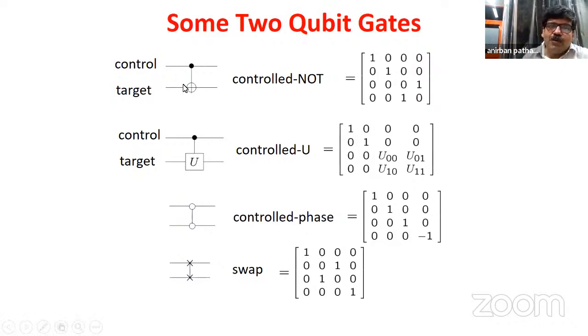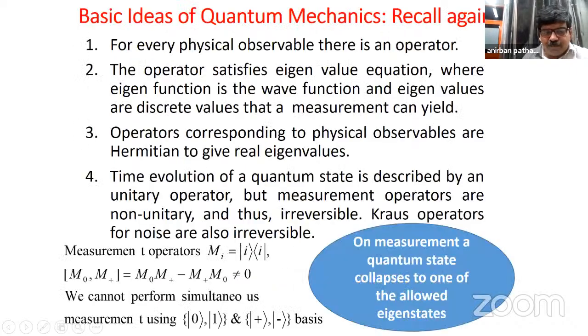So the target, if it was 0, becomes 1. So 1,0 goes to 1,1, and 1,1 goes to 1,0. And this is the corresponding matrix. These gates are inbuilt in Qiskit. If you want to use an IBM quantum computer, you can write a small program in Qiskit, or you can draw the circuit.